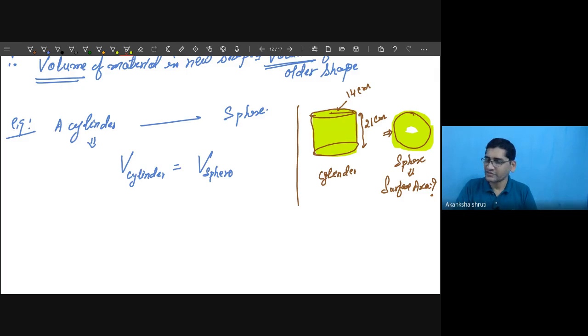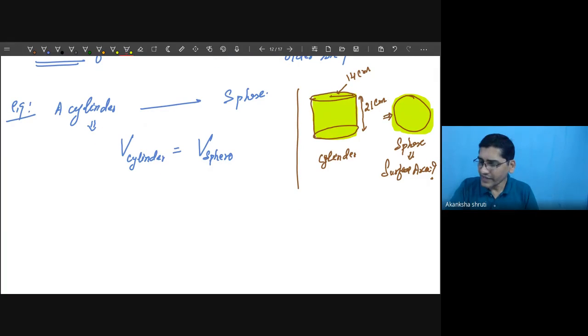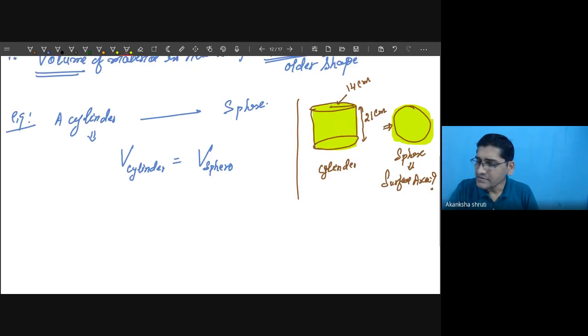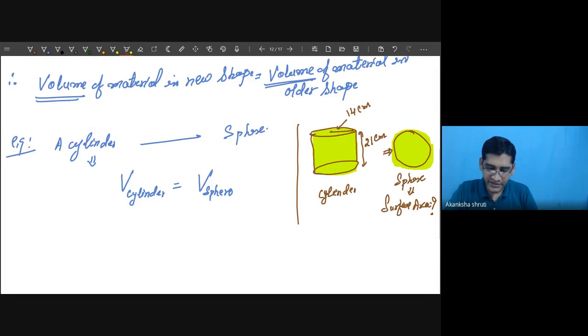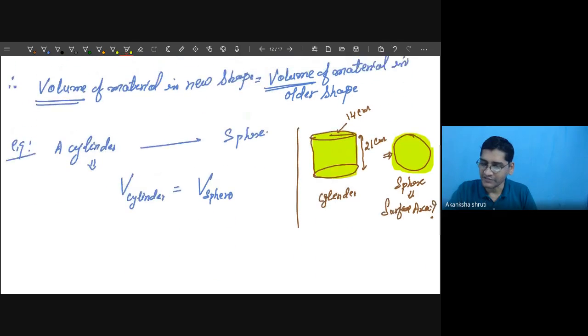These are the solid cylinder and solid sphere we are taking. We are interested in calculating the surface area of the sphere. Students, will the surface area of a sphere be the same as the surface area of the cylinder or not? Will it be equal to the lateral surface area or the total surface area, or what? MCQs are even framed just from this statement itself.